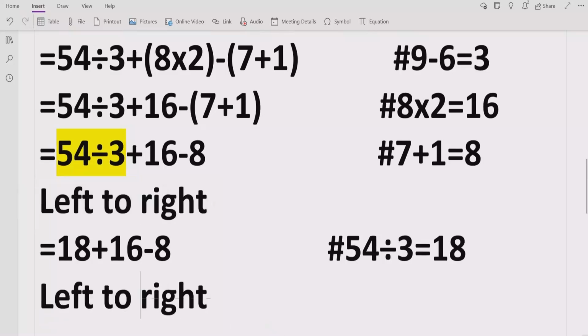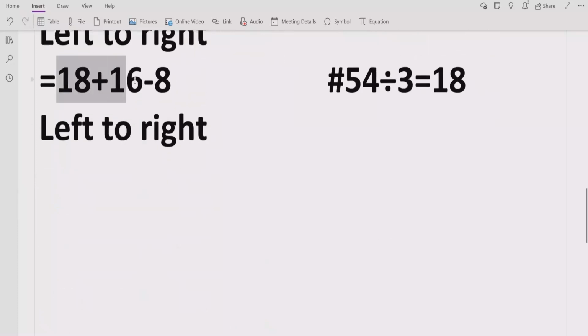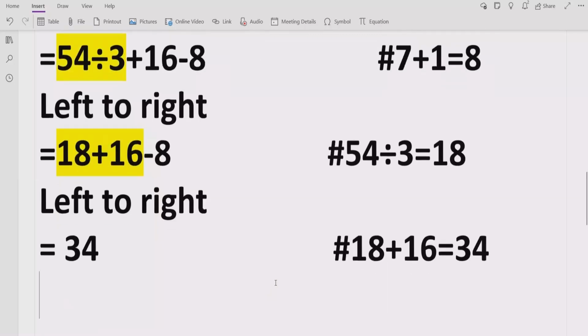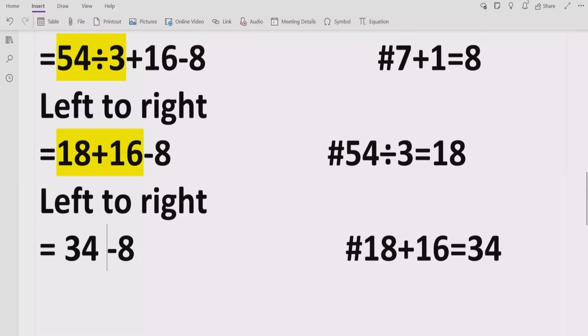So now we have addition first, so we will add these two terms. 18 plus 16, which is equal to 34. So now we will add both of them, 18 plus 16, which is equal to 34. Now move forward, and also we will write minus 8 as it is. So now we have two terms which are subtracting each other. So 34 minus 8 equals 26. So the answer of the given expression is 26.